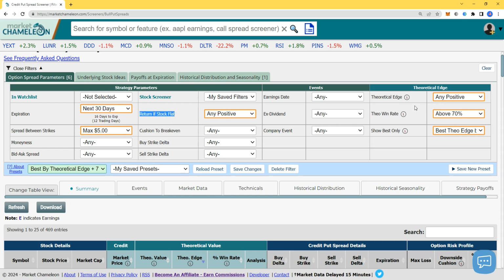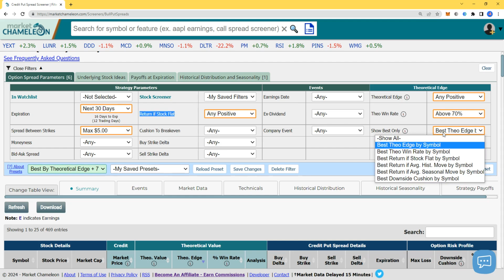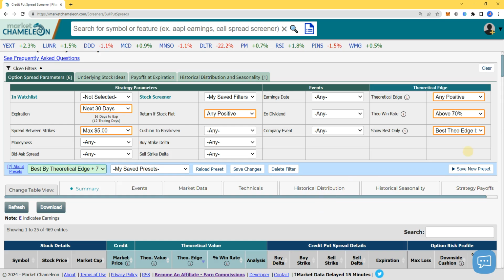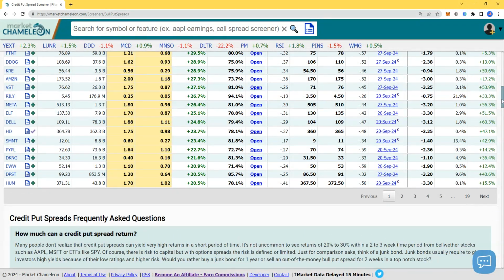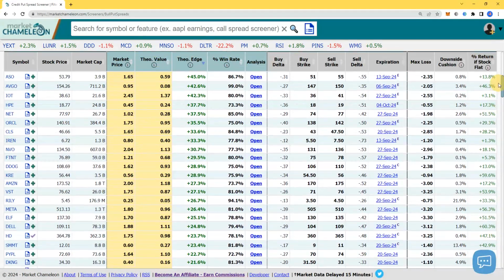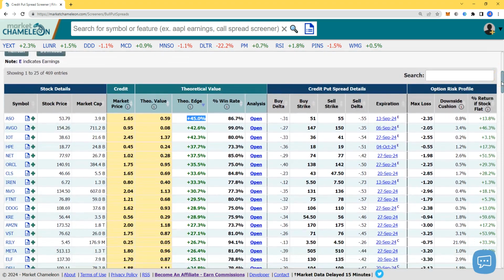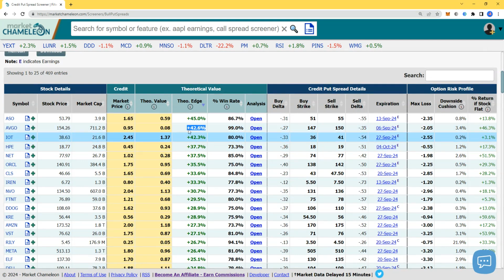Any positive theoretical edge, win rate over 70%, and show best by theoretical edge. So it's going to filter. Let's see all the pages. It found 19 pages, but it's filtering, you see, by the high theoretical edge. And the higher the edge, the more income you are making based on history. So let's see, this is the one that we saw.